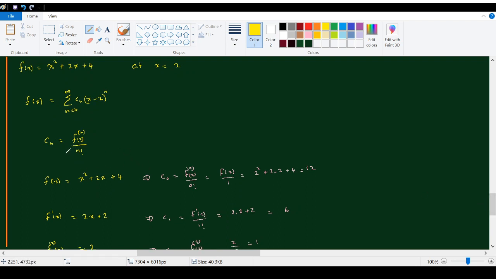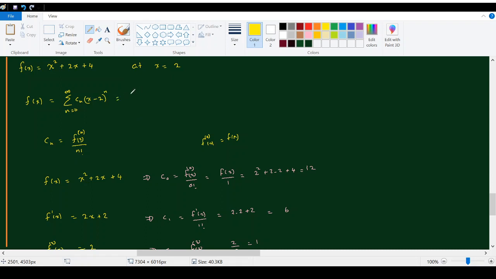Now here C0 is equal to the 0th derivative. That is, as I explained before, the 0th derivative means the normal function, just the general function, right? So here it is this one. So the 0th derivative evaluated at 2 means the initial function evaluated at 2, and 0 factorial is equal to 1. So C0 is equal to 12.